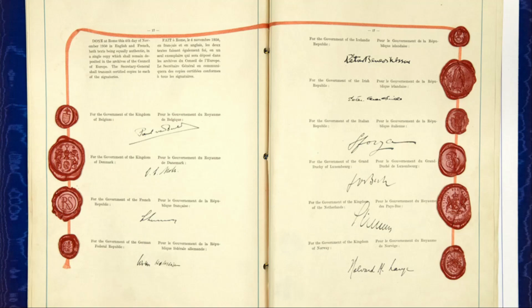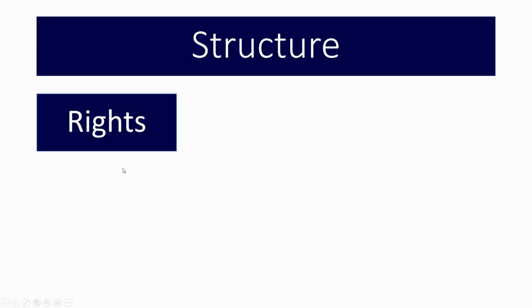The European Convention on Human Rights was signed on 4th November 1950 in Rome. It entered into force in 1953. The ECHR consists of 3 parts. The first part contains a catalogue of rights. Contracting states are obliged to secure those rights to everyone within their jurisdiction. I am going to give an overview over these rights later on in the video.